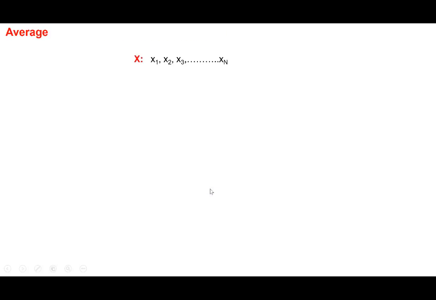Well, a little bit of background on average. If you have a variable which can take values x1, x2, x3 to xn, and you want to find the average, and if these values are discrete, all of you know that you take the average by summing up all these values and dividing by the total number of values. That's how you take the average.